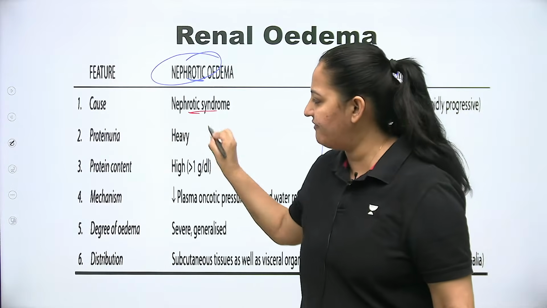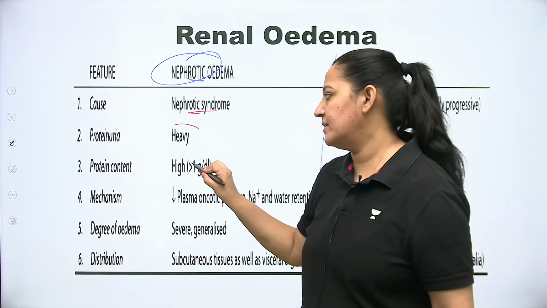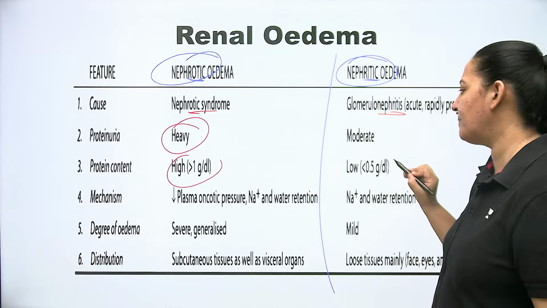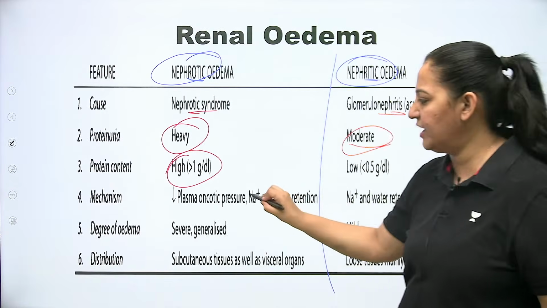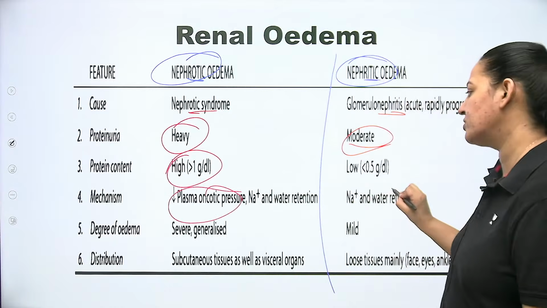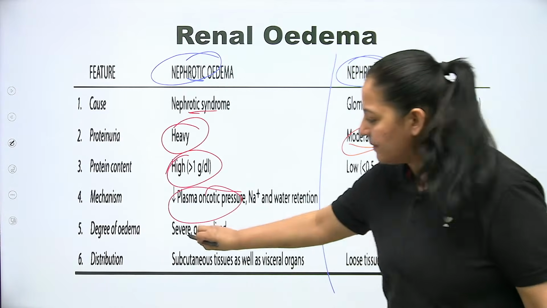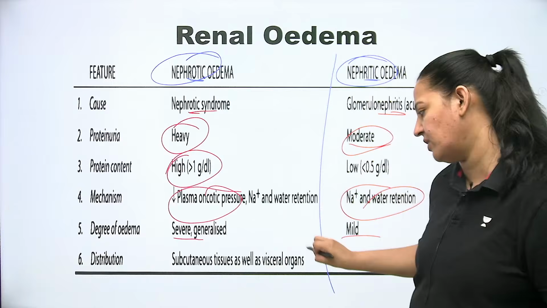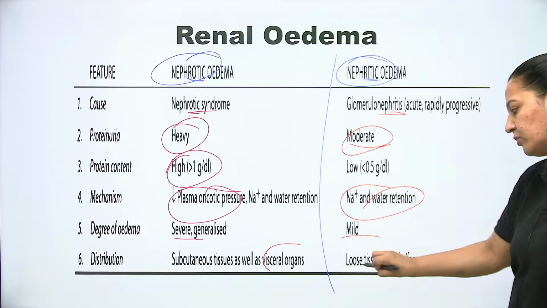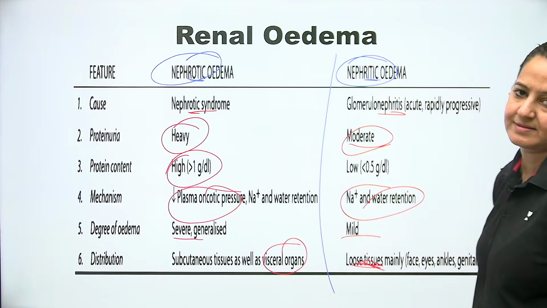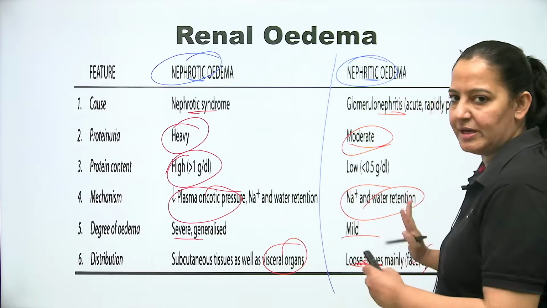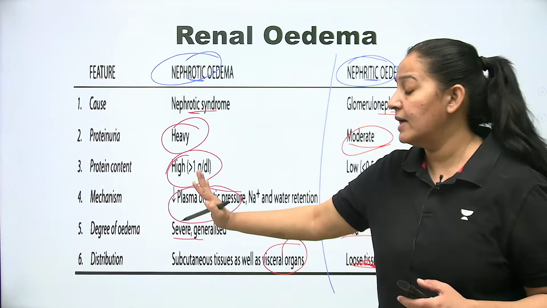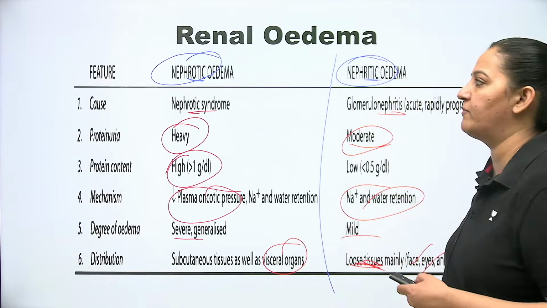Here proteinuria is heavy and protein content is lost in the urine, right? And that is high. Here proteinuria is moderate, not much protein is lost, right? Here the main cause of edema is decreased oncotic pressure. Here the main cause of edema is sodium water retention. Here edema is severe. Here it is mild. Here edema is throughout the body, that is generalized, including visceral organs. Here edema is not generalized, only on the loose tissue, that is face, eyes and genitals. You got my point? Edema is severe, edema is mild. Edema is generalized, edema is localized. Here the cause is decreased oncotic pressure, and here the cause is sodium water retention.